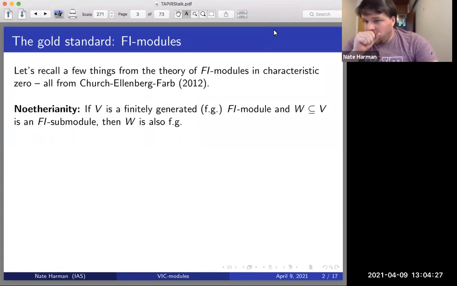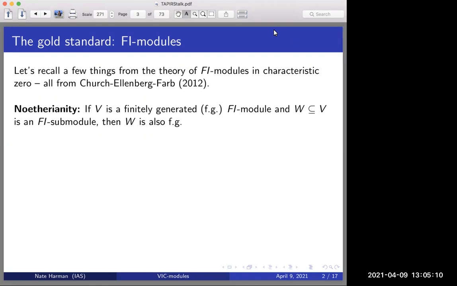So the first one is Noetherianity. The Noetherian property is that if you have a finitely generated FI-module and a submodule inside it, then the submodule is also finitely generated. This might not seem particularly representation theoretic, but this result is very important both for applications, like showing that representation stability appears in the wild, and for getting a hold on the internal structure of finitely generated FI-modules.